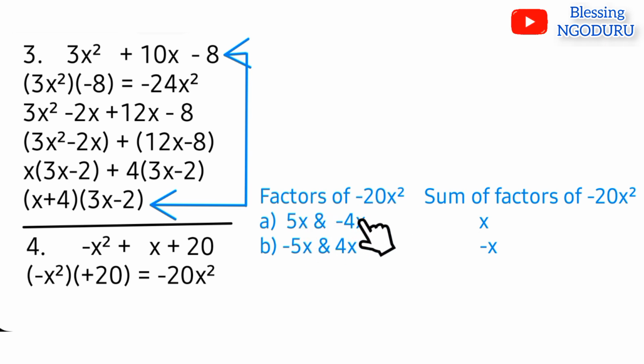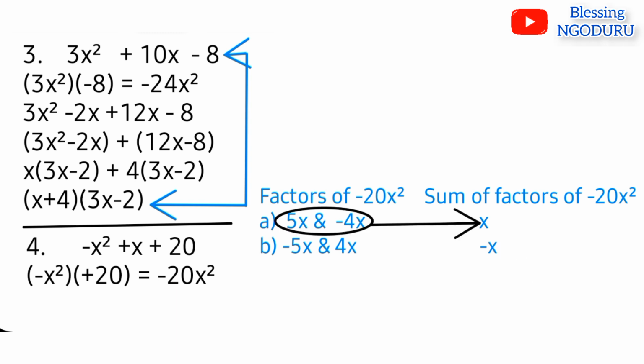5x times minus 4x gives minus 20x squared. Addition or summation of these factors gives x. Another factor of minus 20x squared is minus 5x and 4x. Addition of these two gives minus x. So the required pair is 5x and minus 4x.